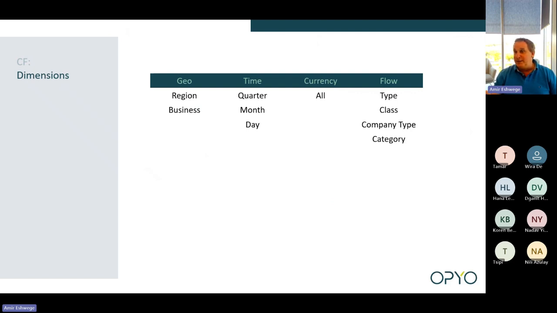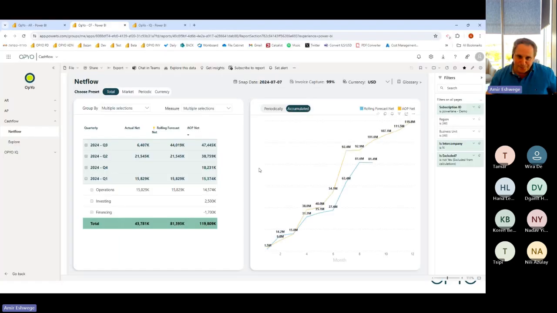Flow type would be: is it operational, is it investing, is it financing? Class will be: is it an inflow or an outflow? Company type would be: is it collection from third-party customers, is it other collections? And the category will say: is it a tax payment, is it an interest payment, is it a royalty, etc.? All the different activities that we have in a finance organization.